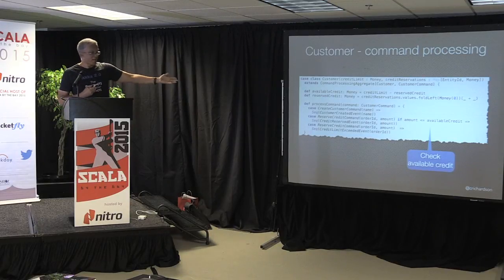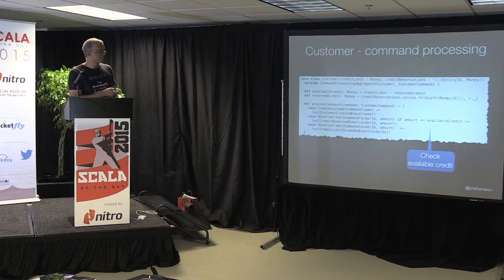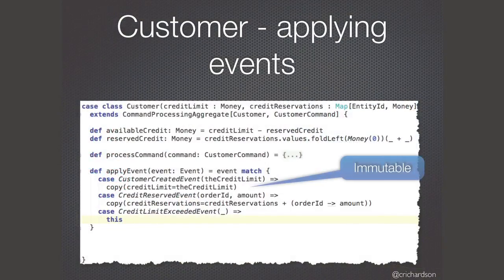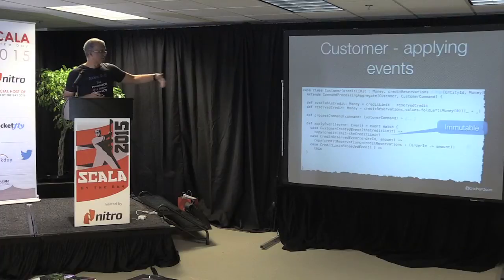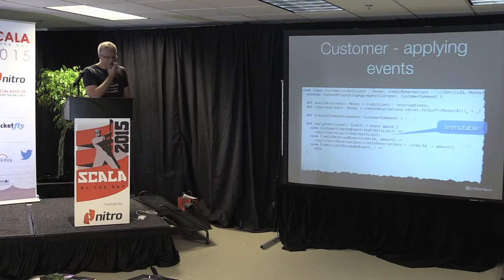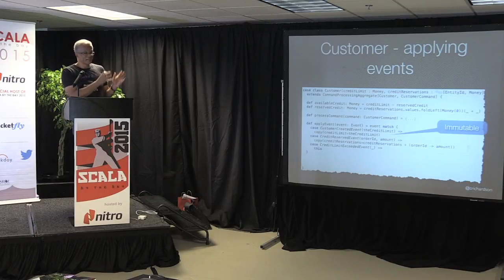Process command does pattern matching against the command with a little bit of business logic to check to make sure you're not exceeding the available credit. And it just returns events, or a sequence of events. And then on the applying event side, apply event is doing pattern matching against the event, and just using the copy method to actually return an updated copy of this immutable case class. So, there's not a whole lot of business logic in here, but I think you get the idea.